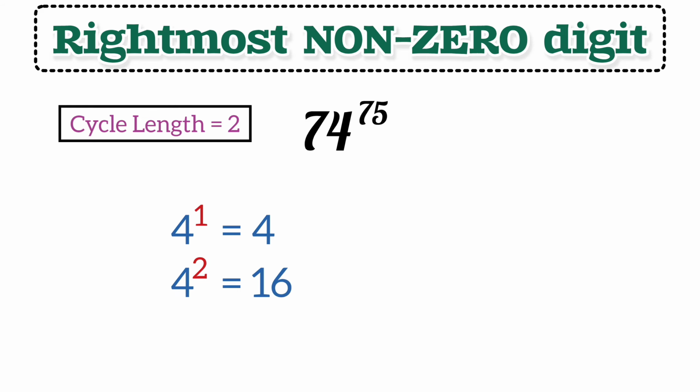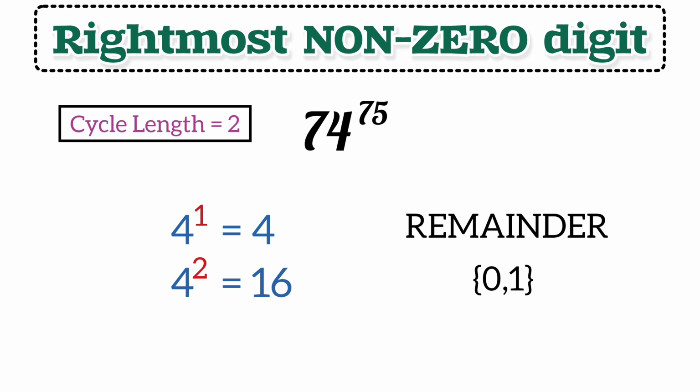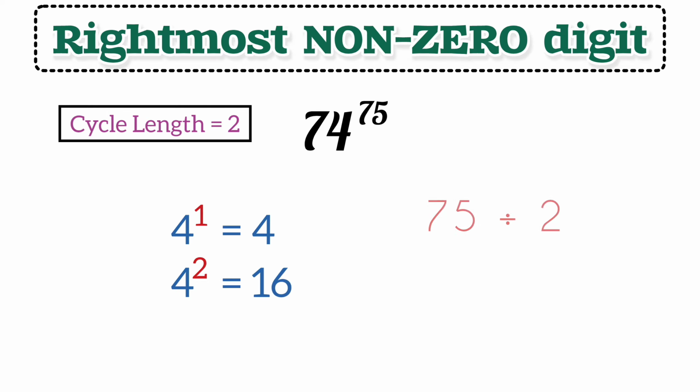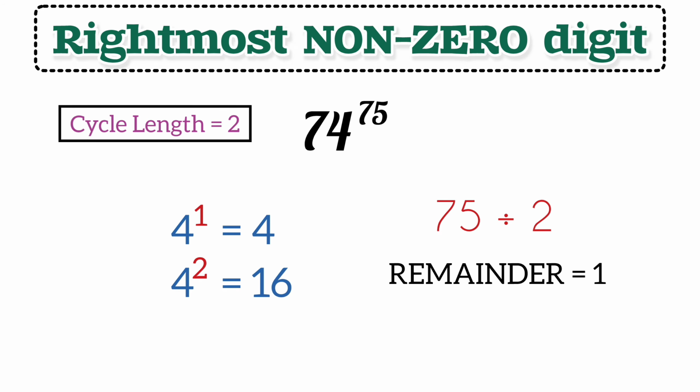For divisor 2, remainder can be 0 or 1. If remainder was 1, we will look into the first term in the cycle, 4 raised to the power 1. So the term will end in 4. If remainder was 0, we look at the last term of the cycle, 4 square, so the last digit would be 6. In this question, if you divide 75 by 2, remainder is 1, which means the rightmost non-zero digit of 74 raised to the power 75 is 4.